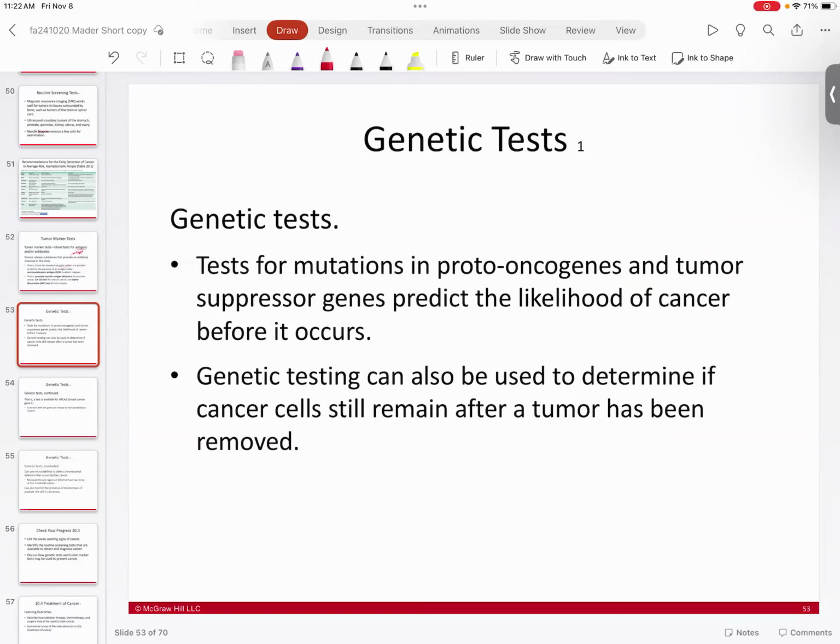You can also have genetic tests to test for mutations in your proto-oncogenes and your tumor suppressor genes. This basically is a test for predisposition, to see whether or not you are already down one gene.